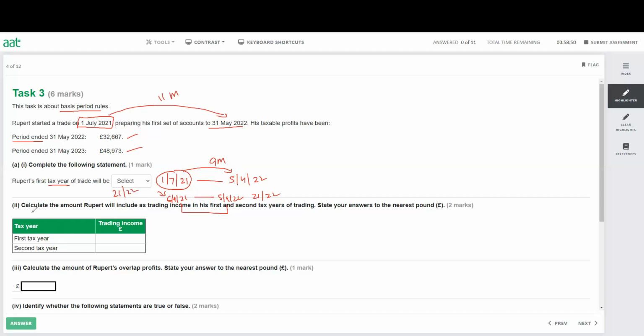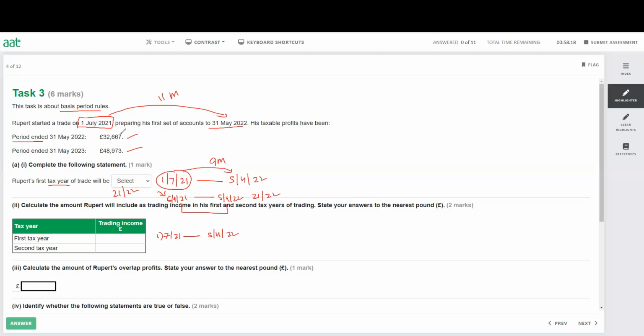The next question is asking, calculate the amount Rupert will include as trading income in his first year and the second year of trading. State your answer to the nearest pound, so you don't have to give the pence, just the nearest pound. The first tax year is very simple. It started from 1st of July 21 to 5th of April 22. This is my first tax year.